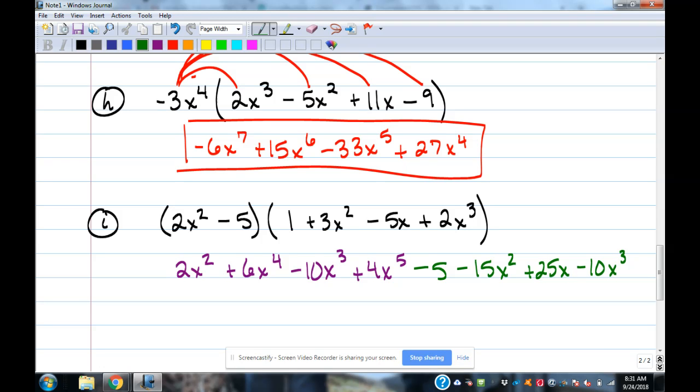So, what's the name of the game here with purple and green? Putting what together? Like terms. And we want to put it in what order at the end? Descending. Okay. Now, what's the biggest power of x? 4x to the fifth. Is there anybody else that's x to the fifth? No. So we have 4x to the fifth.